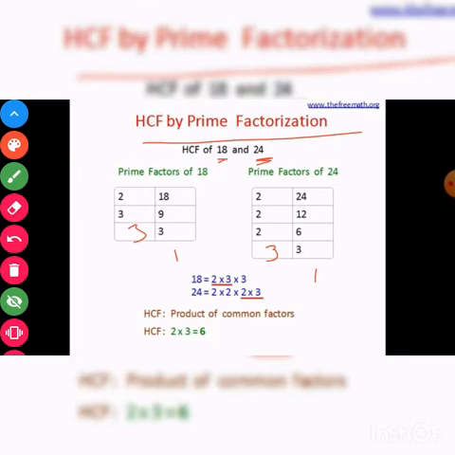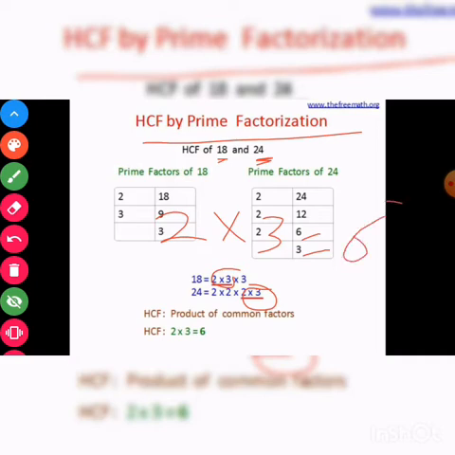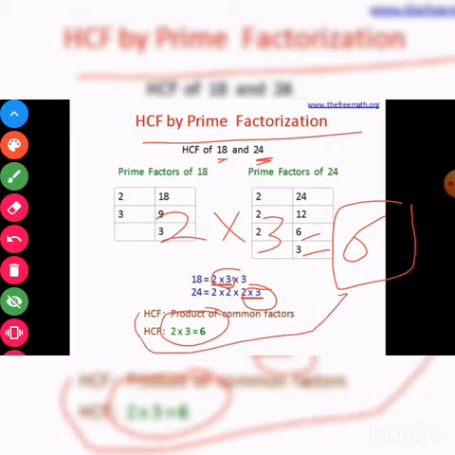Now between these two numbers' factors, let us see what is common. We are getting 2 common and 3 common between both the numbers. So the common factor of 18 and 24 is 2 into 3. Now multiply it and you will get the HCF as 6. So the highest common factor, or you can say the highest number which divides 18 and 24, will be 6.